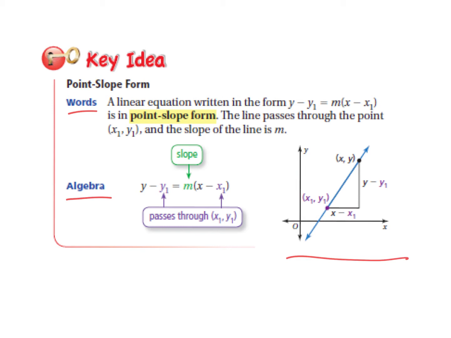Point slope form. A linear equation written in the form y minus y1 equals m times x minus x1 is in point slope form. The line passes through the point (x1, y1), and the slope of the line is m. So this is probably the biggest thing that you're going to be writing down. So pause the video and make sure that you have it written down. We're going to be using it on the next several slides.